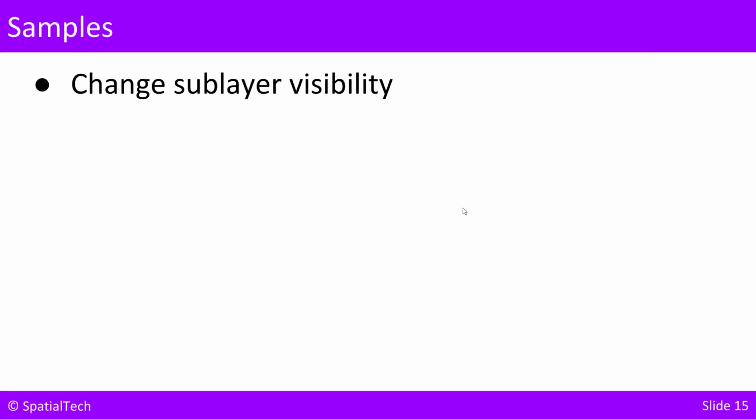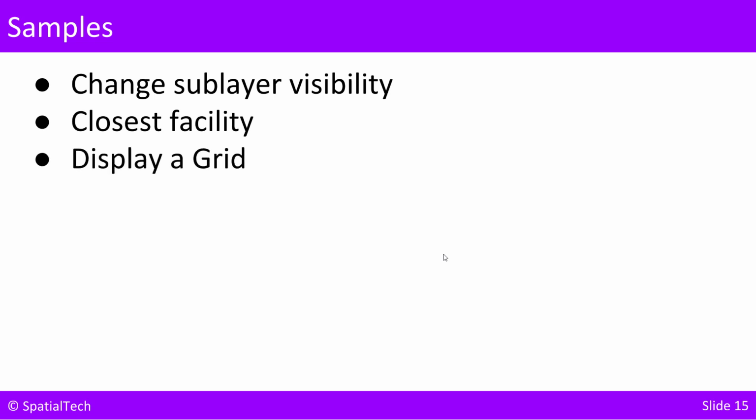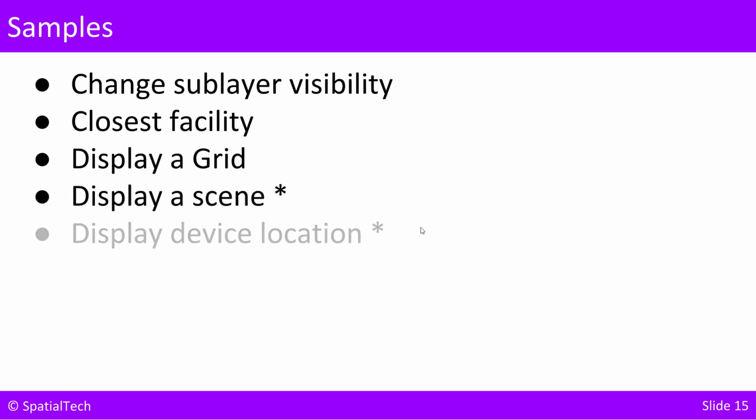Also changed sublayer visibility. So in a group layer or a sublayer, turn off and on different layers. Closest facility, again, that would be hitting one of their services. Display a grid or a graticule. Display a scene, 3D data, basic scene display.